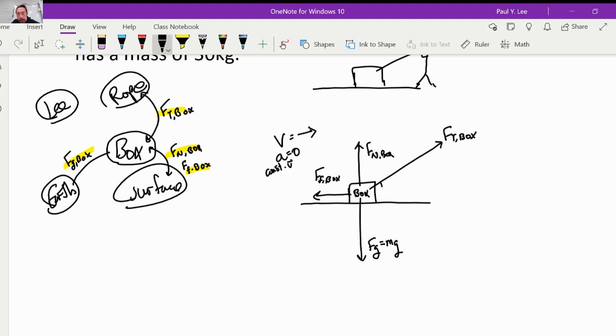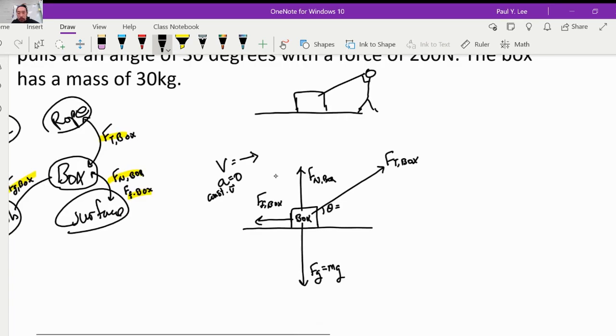Now, what I like to do is put in a little theta. That's the angle, and for this problem, it's 30 degrees. That's not necessary for the free body diagram, but it sure does help. So for an FRQ, if you're looking for a free body diagram, that is all you have to submit. Nothing more, nothing less.